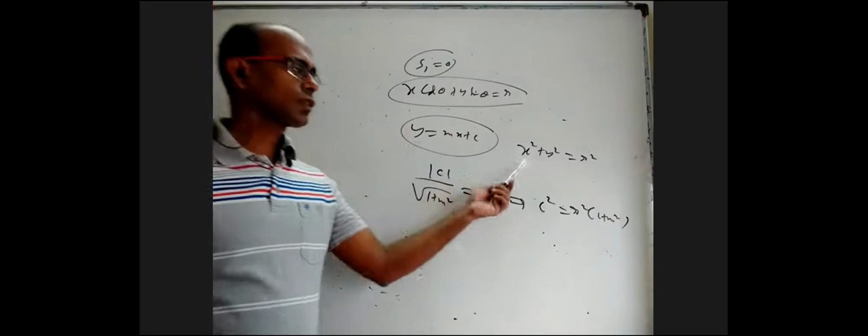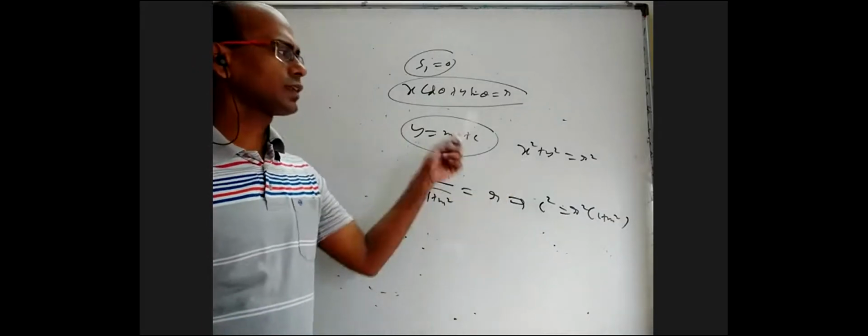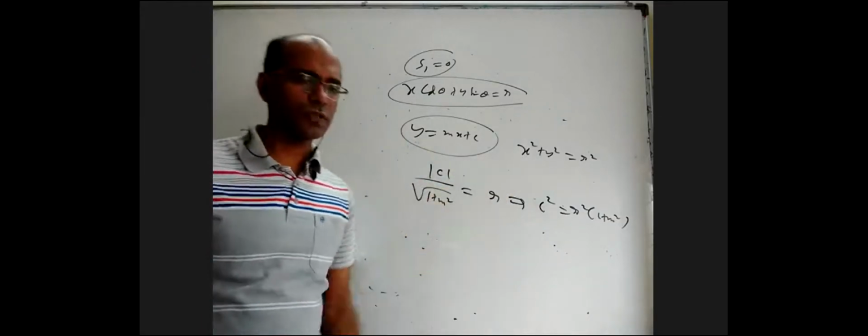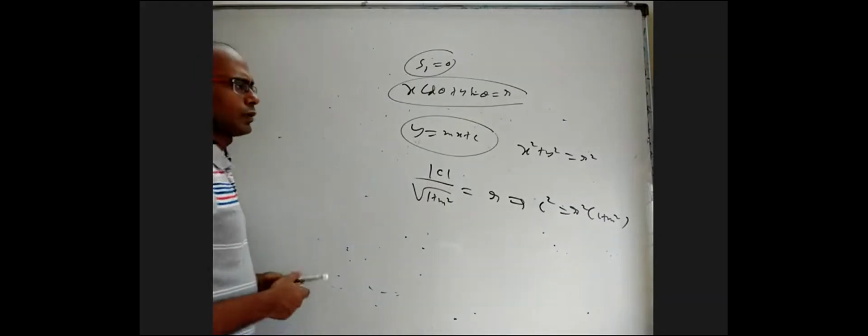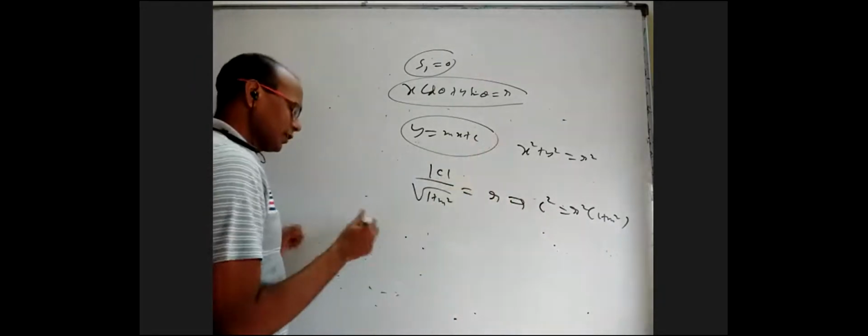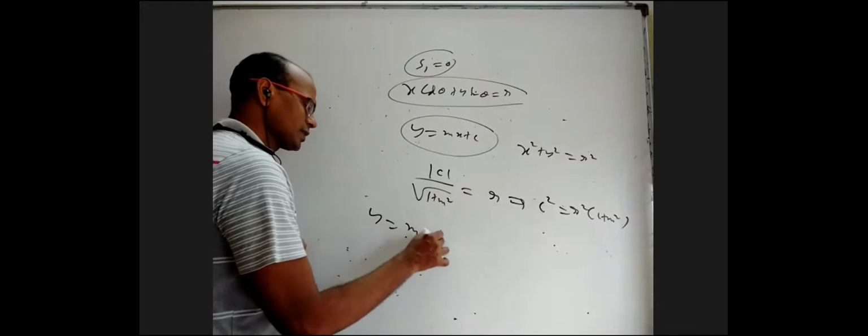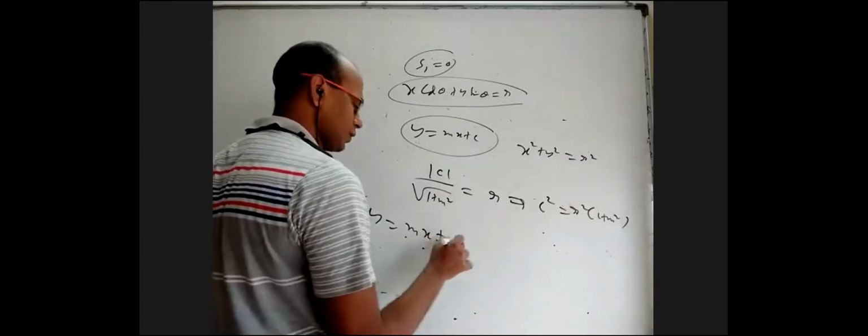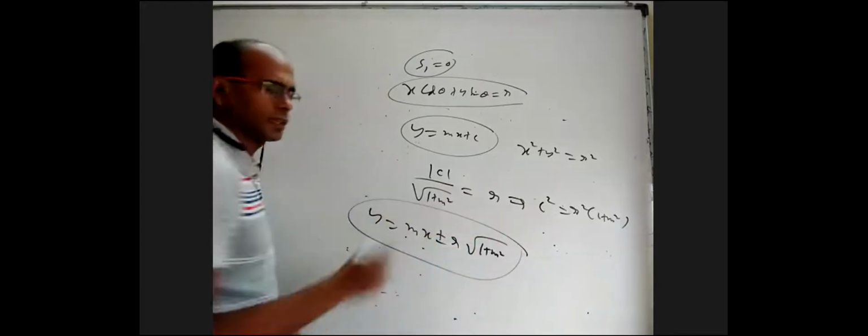That is only when the center is origin. When the center is not origin, you have to find the center and then use the distance. You cannot use this formula. Now, if you put this c back here, you will get y equal to mx plus or minus r into root over 1 plus m square. This is the formula for the general tangent.